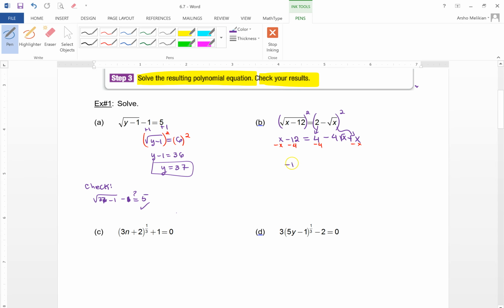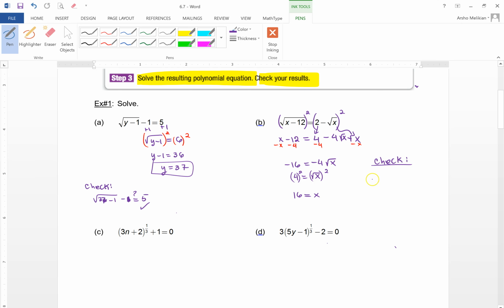So I have negative 16 is equal to negative 4 root x. At this point, I want to go ahead and simplify, divide everything by negative 4. So 4 is equal to the square root of x. Now I square one more time. So 16 is equal to x. Now let's check.